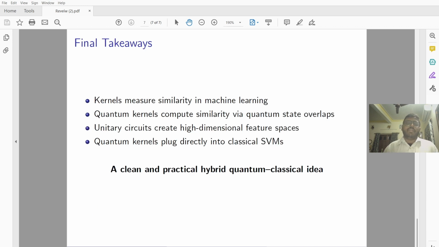So let me summarize the main messages. Kernels are fundamentally about measuring the similarity of two different data points. So a quantum kernel measures similarity using quantum state overlaps in an exponentially large feature space, which is sometimes classically hard to simulate. So quantum circuits act as implicit feature maps, not a learning model. And finally, quantum kernels integrate seamlessly with classical SVMs, making this a clean and realistic hybrid approach. So quantum kernel methods are not replacing classical machine learning, they are about enhancing it where classical computing struggles most.